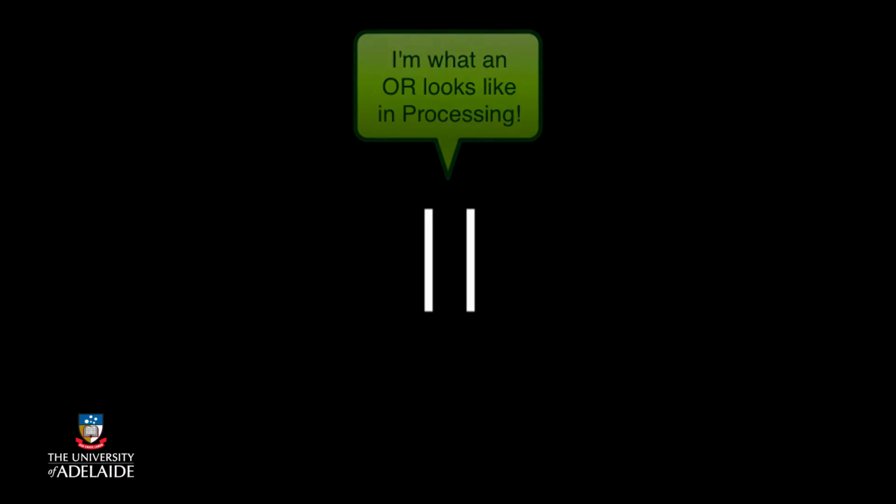Instead of using the word or, Processing uses the double pipe characters to indicate that you want to use the or operator. That symbol is called the pipe or vertical bar, and it's usually found above the backslash on the far right of your keyboard. Don't use a lowercase l or a 1 as it won't work.